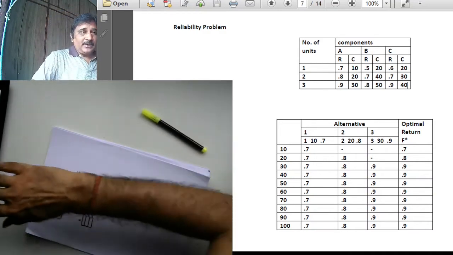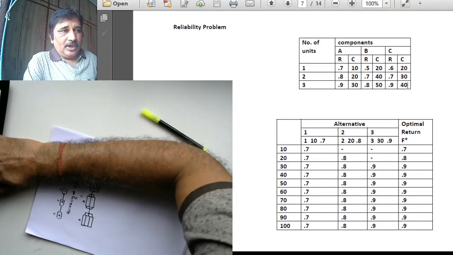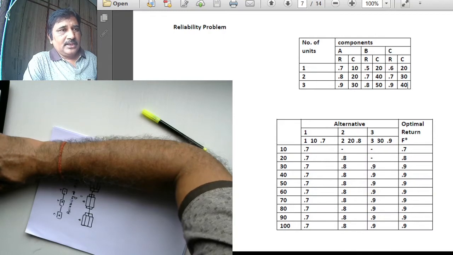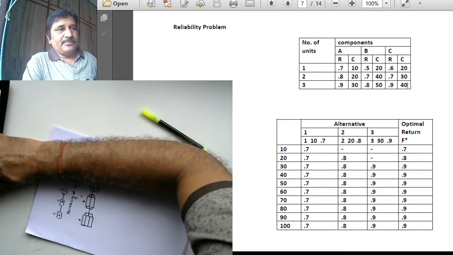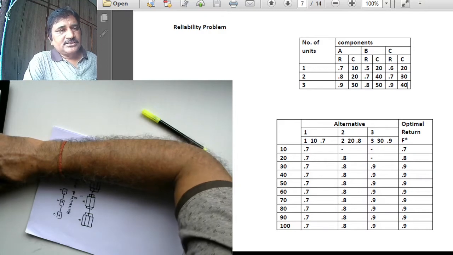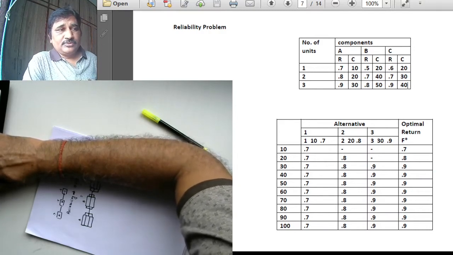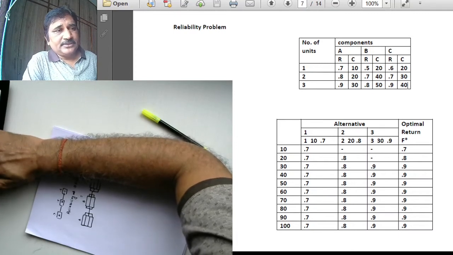So in this table, you have been given the reliability of component A for 1 unit bank, 2 unit bank, and 3 unit bank. The reliability, as you are seeing, is 0.7, 0.8, 0.9. Reliability is increasing, and the cost is also increasing: 10, 20, and 30. It is not necessarily increasing linearly. It could be anything: 10, 20, 35, right?